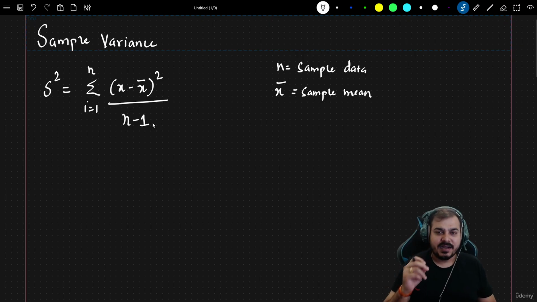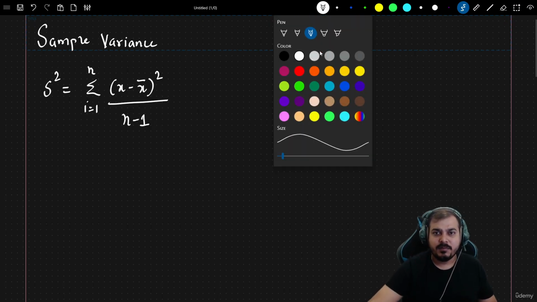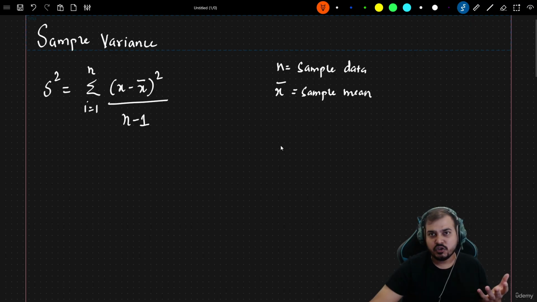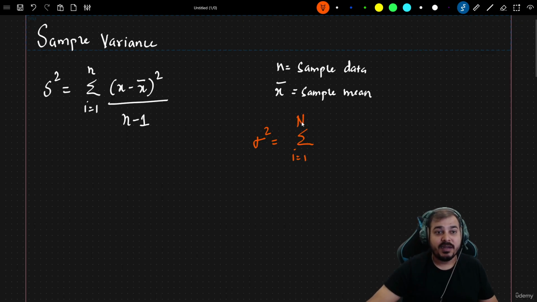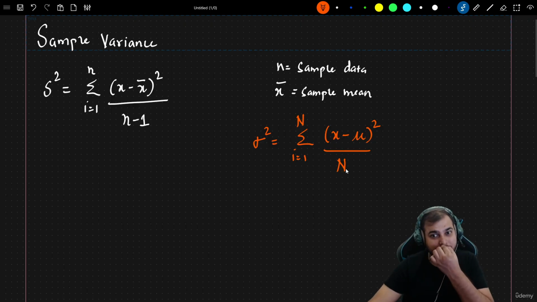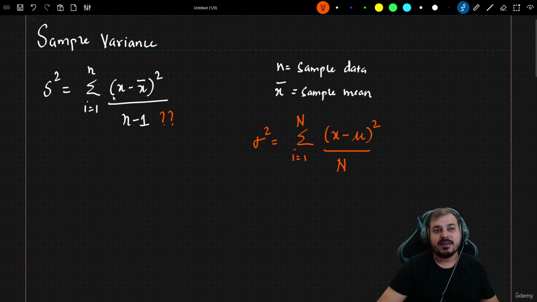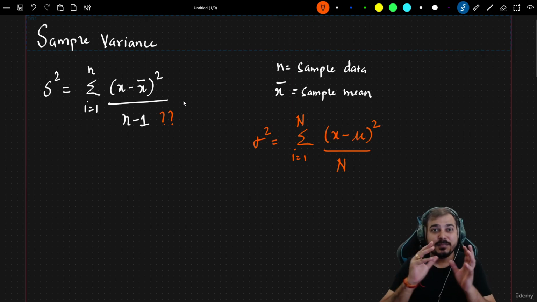But the question arises that, Krish, if we go and see the population variance, it is given by sigma square. I can write summation of i equals 1 to capital N, where N is the population data, x minus mu whole square, where mu is the population mean, divided by capital N. Now here we are dividing by capital N, but why are we dividing by small n minus 1 in the sample variance? Why not n? That is the specific question here. And this entire thing is also called Bessel's correction.